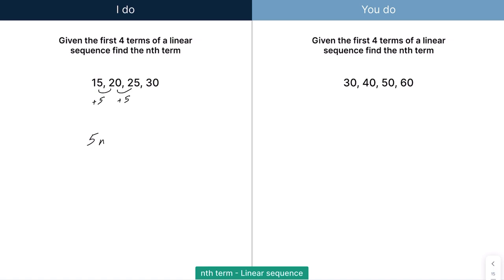So if we're adding 5 to go to the right, this term here must be 10. So we can just say plus 10. So that is how you find the nth term.